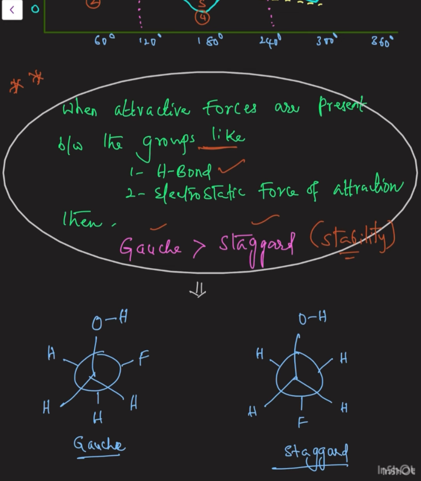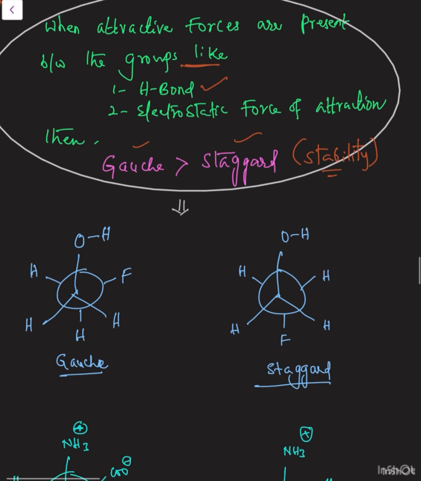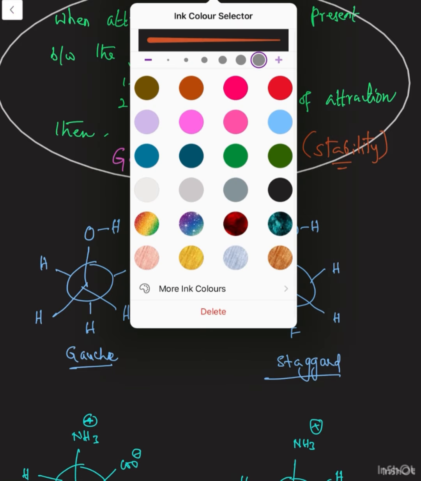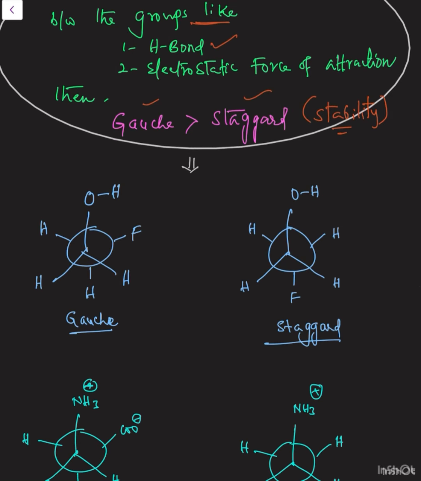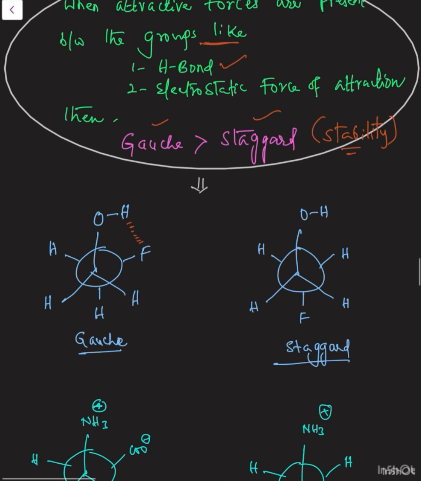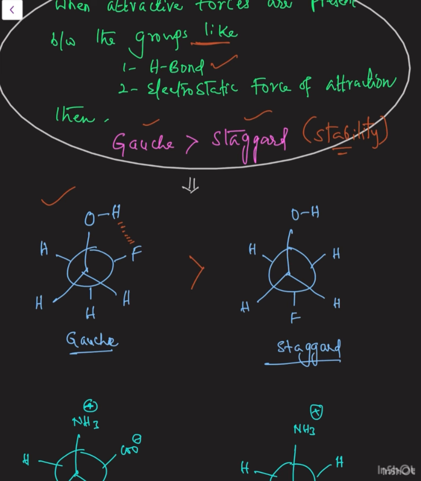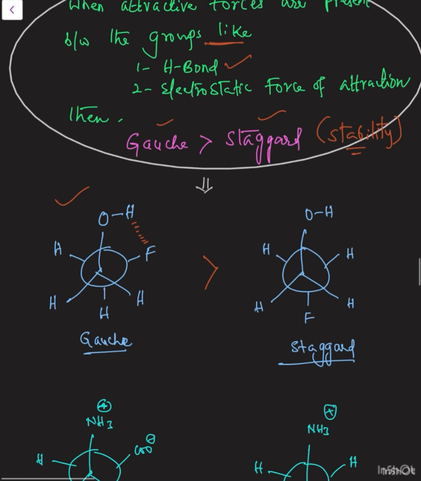So let us see what type of attractions and how to represent that. I am taking one molecule, a compound which contains OH and F. Between H and F, hydrogen bond is present. We know hydrogen bond is the bond between a more electronegative atom and an electropositive hydrogen. This conformer is called the Gauche conformer. Because of hydrogen bond, the stability increases in the case of Gauche compared to the staggered form.